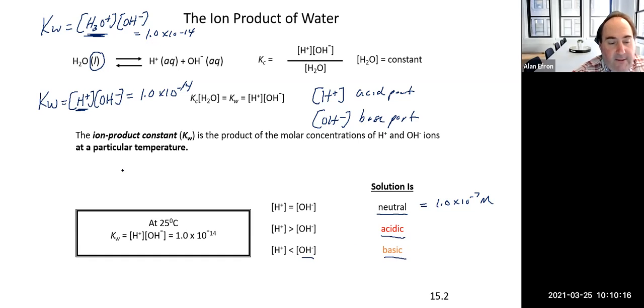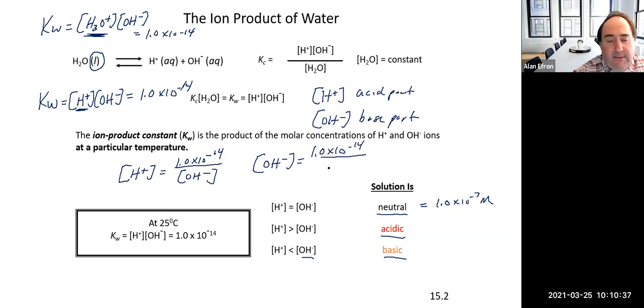How do you do that calculation? Well, the good news is it's pretty much the same calculation no matter which one you're solving for. The H+ concentration is equal to 1 times 10 to the minus 14 divided by the OH- concentration, or the OH- concentration is 1 times 10 to the minus 14 divided by the H+ concentration. Any questions on that?